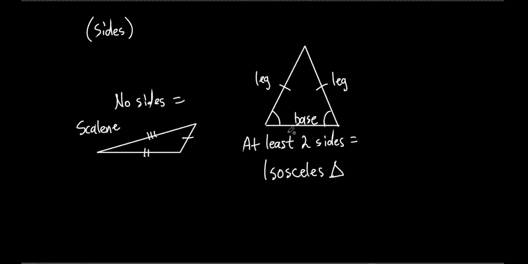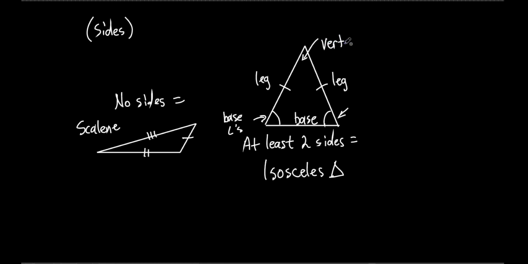So if this side is the base, this angle is the what? The base angles, all right? So right there and right there are the base angles. We have a special name for that angle right there. See how this attaches to the base? This angle right here does not attach to the base. It just connects the two legs, doesn't it? Okay, we call that the vertex angle.